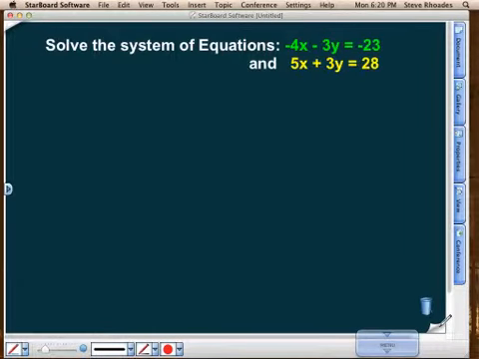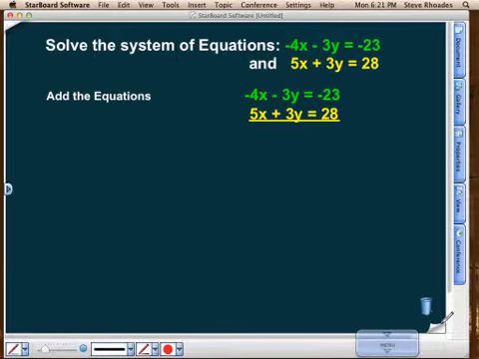All right, system of equations. We want to look right away. If I add these two equations together, and again, I've got them stacked up, does one of the variables cancel out when I add them? Well, negative 4x and 5x, that doesn't. All right, so that doesn't work. Well, what about negative 3y and 3y? Sure enough, if I add those together, they're going to cancel out. So I can use elimination on this system of equations.